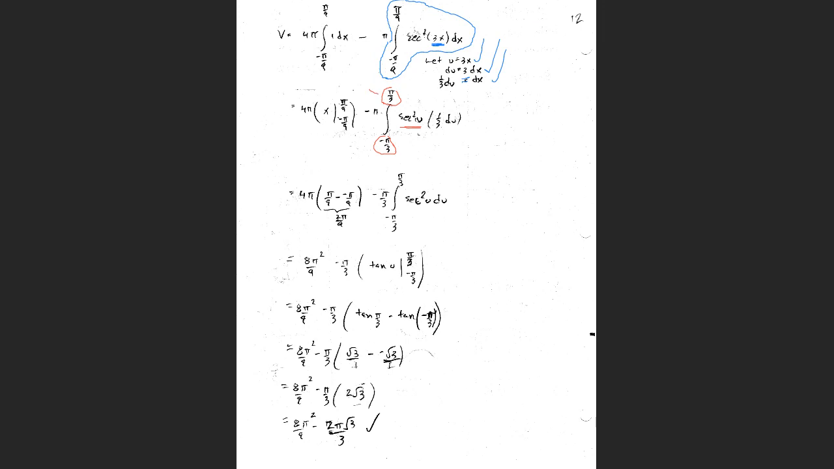How do I get pi over 3? Well, 3 times x, 3 times pi over 9, is equal to pi over 3. And 3 times negative pi over 9 is equal to negative pi over 3.